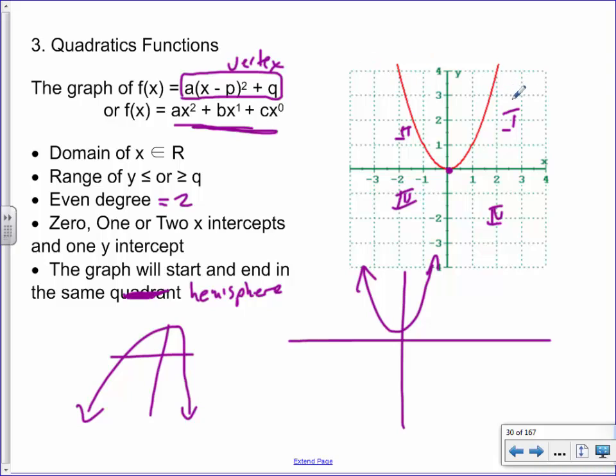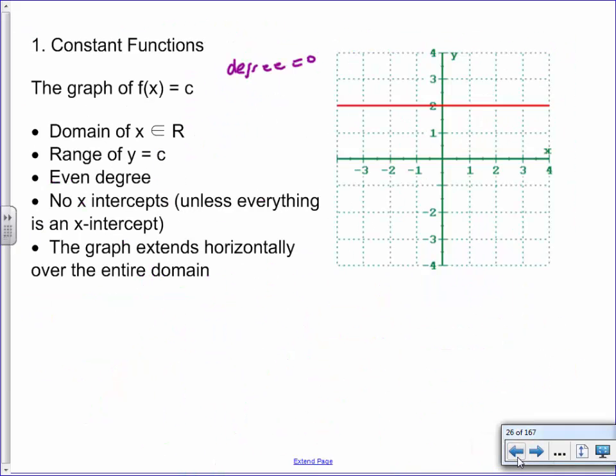What was the very first function we talked about? Yeah, it's even. Does it start and end in the same hemisphere? Yeah. This one starts up here at the top. This one ends up here at the top. Does that make sense? It doesn't go across the graph like that. It's actually a pattern that will be useful when we try to figure out the new functions that we have next to cover.